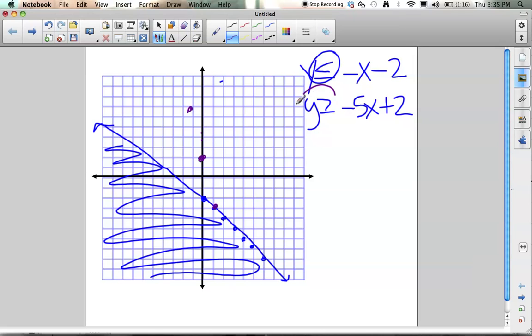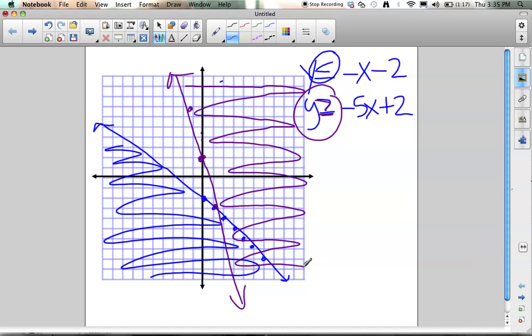Now I need to make a choice. Looking at this, should I be solid or dotted? There's a solid line underneath, so I'm going to draw a solid line. Now I need to shade above or below. Well, it says y is greater. So what's greater? All of this area right here.